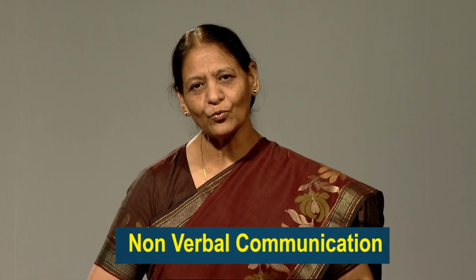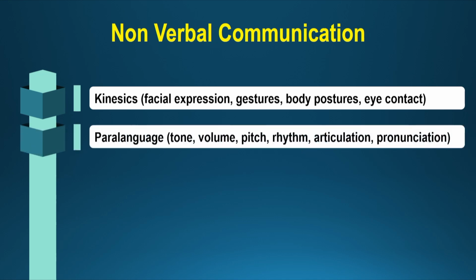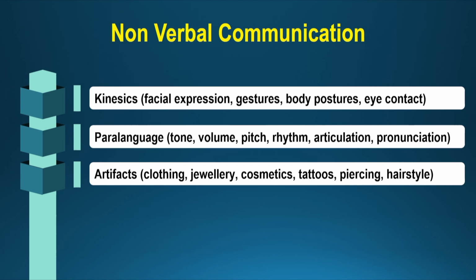And when it comes to nonverbal communication, you can classify the nonverbal behavior into five major categories. One is kinesics, that is the facial expression, the gestures, the body posture, and the eye contact. And then the paralanguage, which consists of the tone, the volume, the pitch, the rhythm, the articulation, and pronunciation of the teacher himself. And artifacts refers to the dress, the clothes, the jewelry, the other accessories which you carry to the classroom situation. Then chronemics.